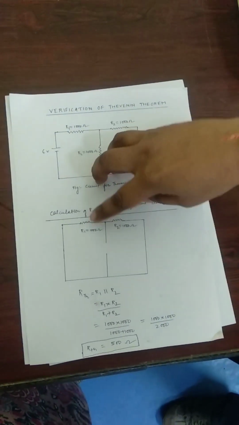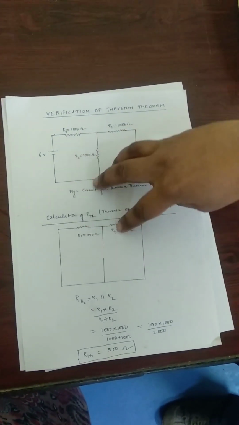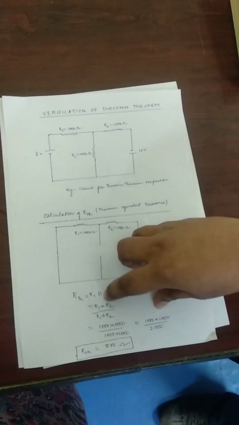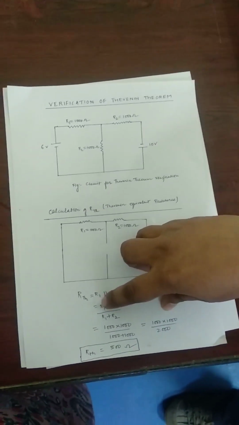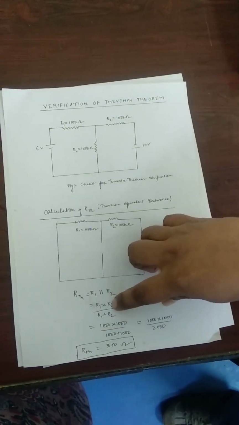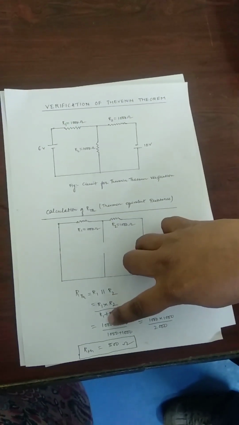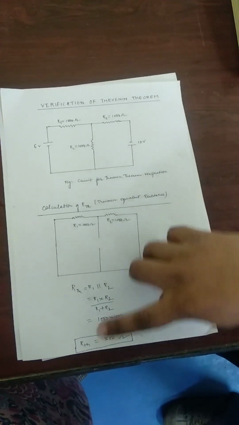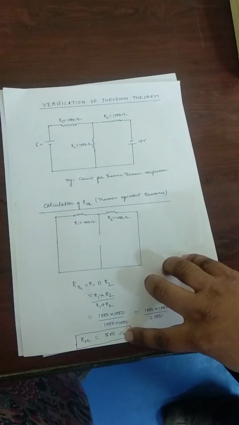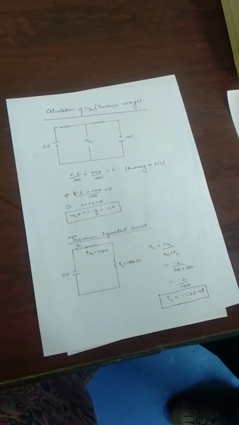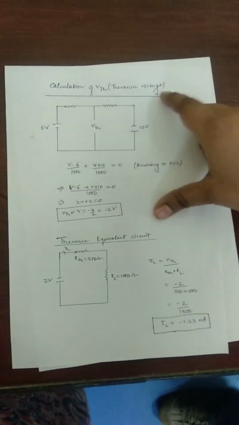Now we can see that R1 and R2 are in parallel connection. The formula for parallel connection is R1 into R2 divided by R1 plus R2. Here R1 and R2 both are 1000 ohms. So 1000 into 1000 divided by 1000 plus 1000. So we have the value of RTH to be 500 ohm. Now we will calculate the VTH, that is the Thevenin voltage.